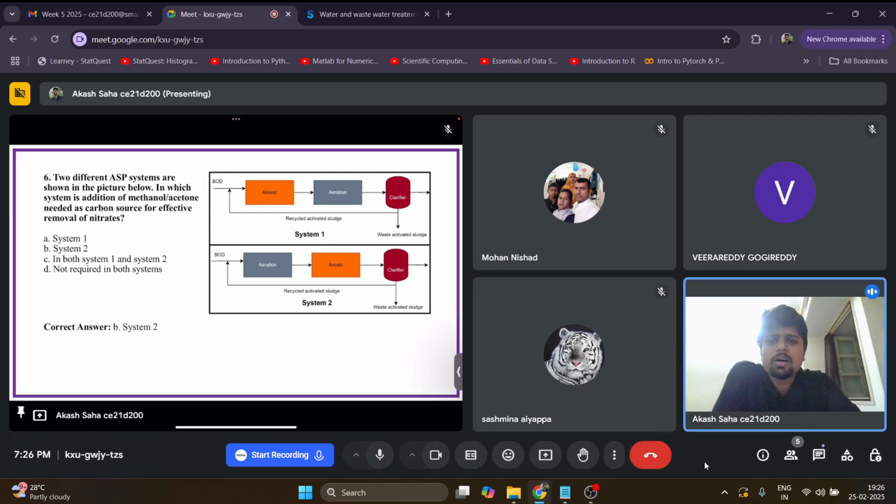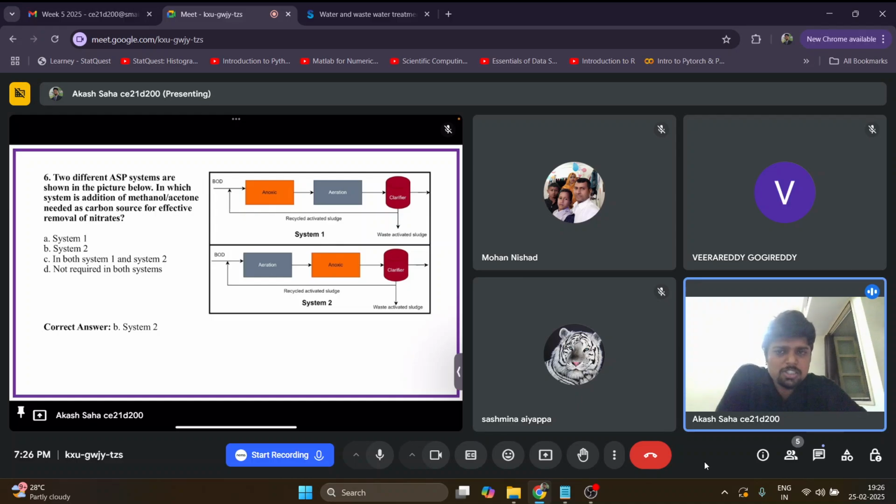And also one more thing is that here the internal recycling is not mentioned. So if we are using it as system 1, there should be some internal recycling from the aeration tank to the anoxic tank. Then the process will be much more efficient. Then the denitrification will happen much more efficiently. So that thing is missing here.